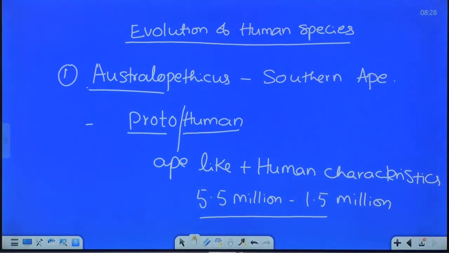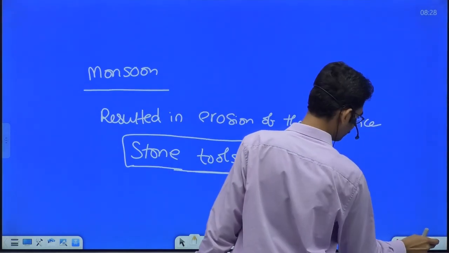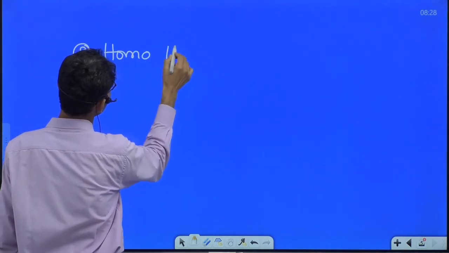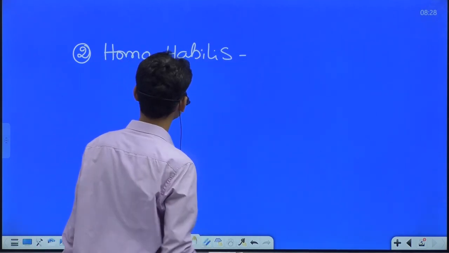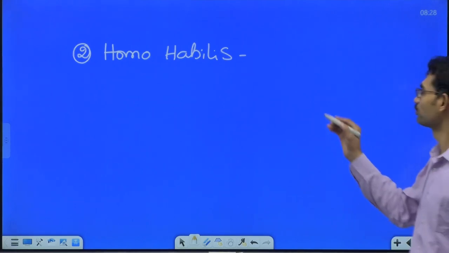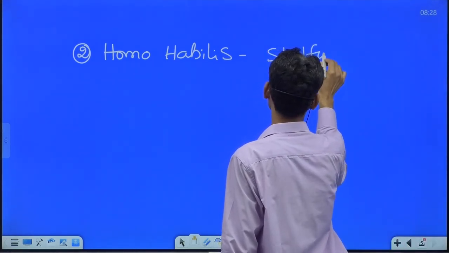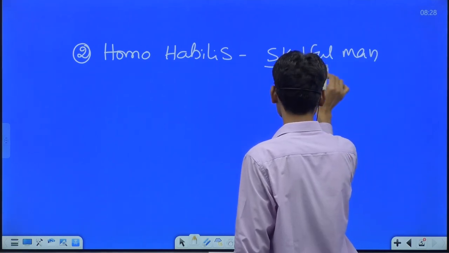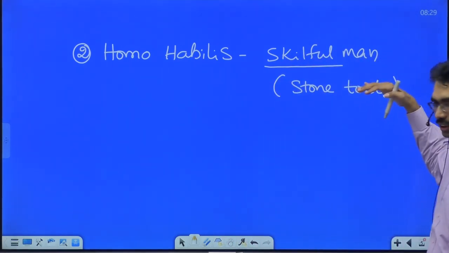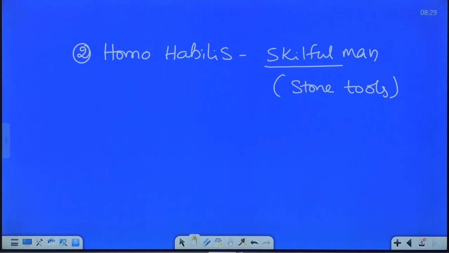Second one, Homo habilis. It means a skillful man, skillful. Because of this skill only, he started making stone tools. This is where history begins now. Homo habilis, it means skillful man. The time period is 2.4 million to 1.4.